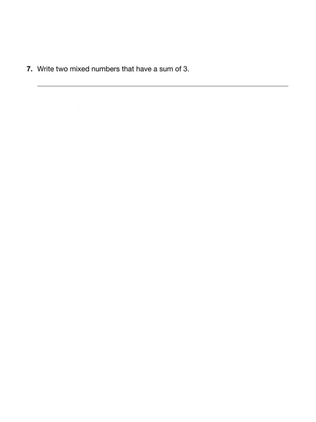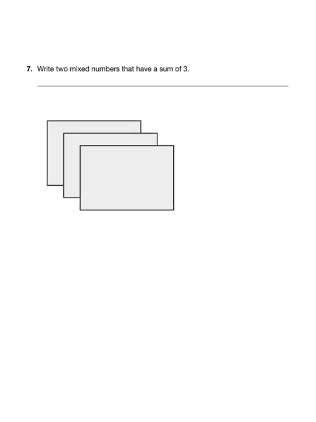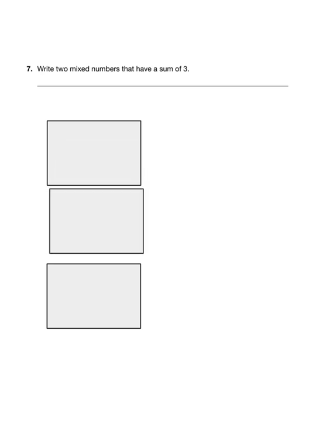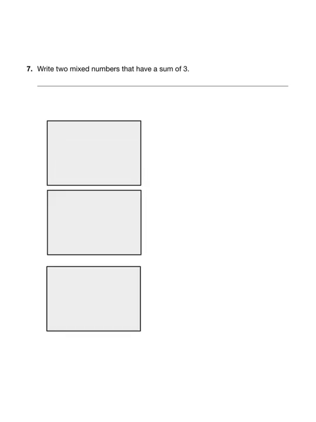Let's work on number 7. So we're going to skip over a few of the practice problems and focus on number 7. Write two mixed numbers that have a sum of 3. Now the way I'm going to suggest you approach this is by, again, working with a visual model. Start with 3 wholes and then think about how you can cut these up to equal 3.